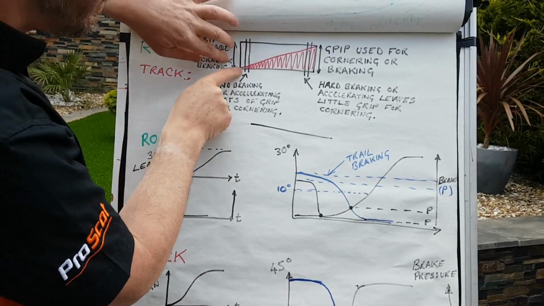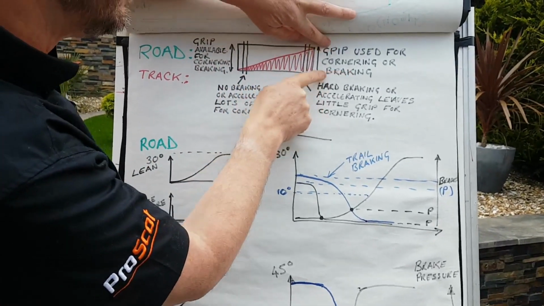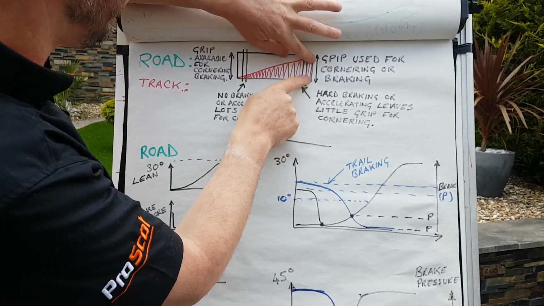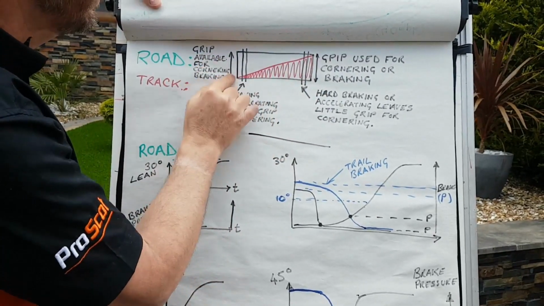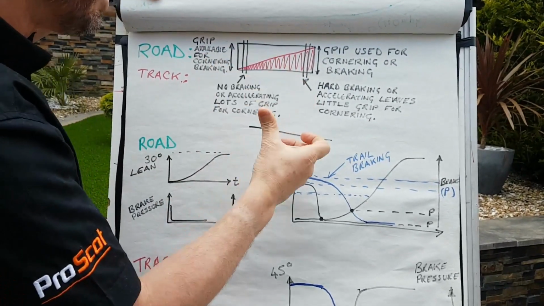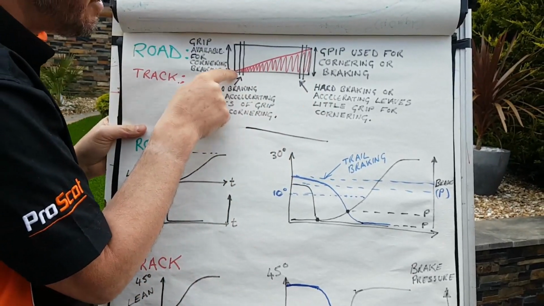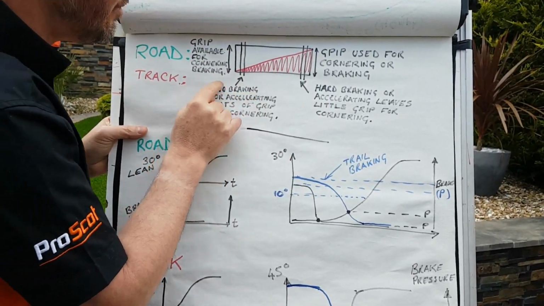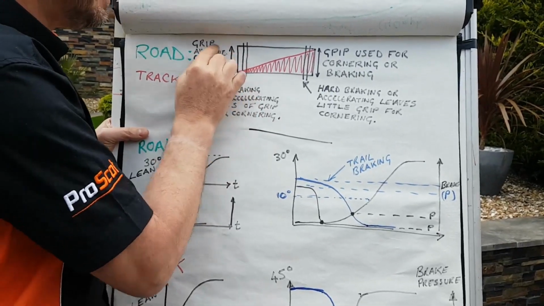Now, as we work our way along this, notice we get to a point where there is no grip for leaning. But as we start to use up the grip if we're braking or accelerating, we start to use grip up. So at this end of the diagram, the rider's not braking, they're not accelerating, so 100% of the available grip is available for leaning.